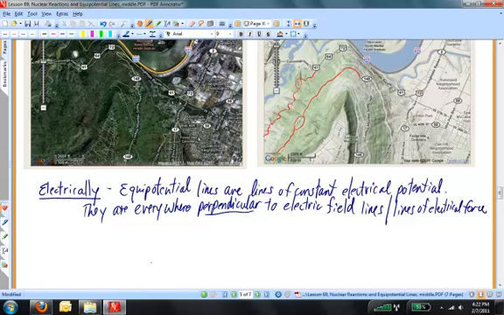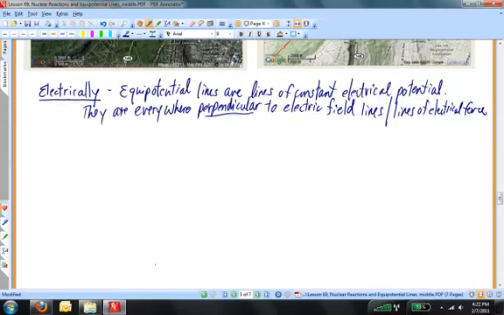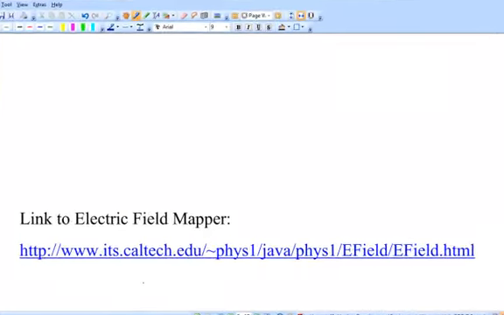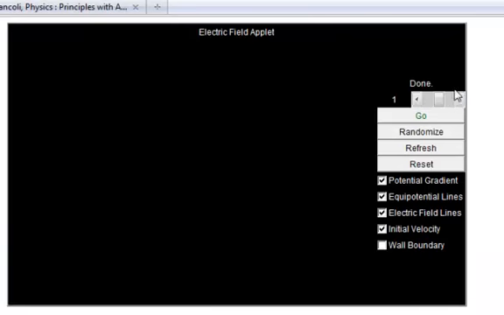And you as a student will be interested in such equipotential maps because they're going to appear on the AP Physics B exam. So, down here is a link to a simulation. This electric field applet allows you to put charge in various places. So I'm going to put a charge of +4 somewhere, and I'm going to show the potential gradient, the equipotential lines, the electric field lines.